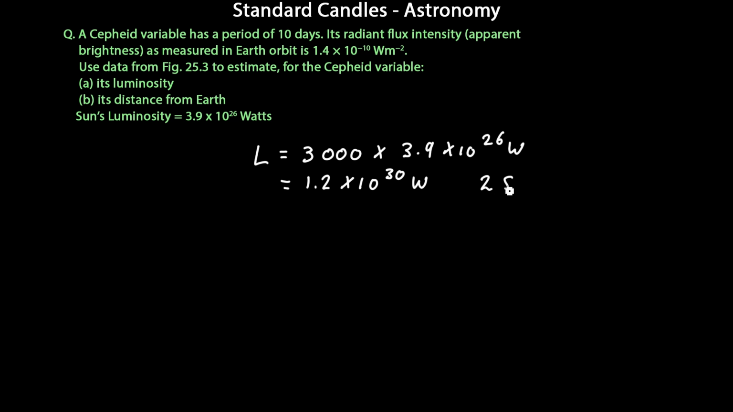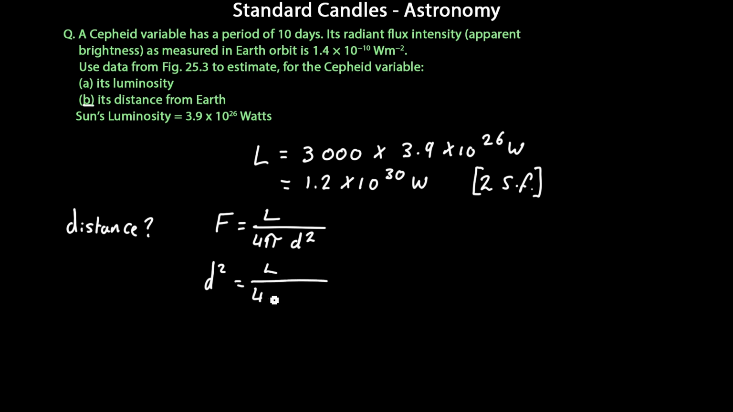So for part B, to measure the distance, we need to remember the formula for the radiant flux intensity. The radiant flux intensity is equal to the luminosity of an object divided by 4 pi multiplied by the distance to that object from the observer squared.